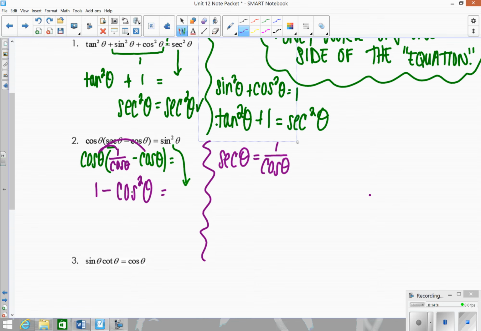Notice the squared is next to the cosine because it's cosine times cosine. The squared isn't next to the angle because that would mean that you're squaring the angle, and you want to actually square the trig function. You want to multiply the trig function by itself.